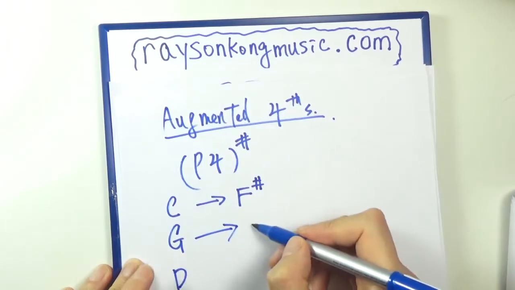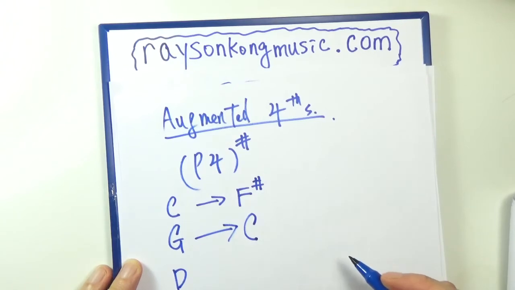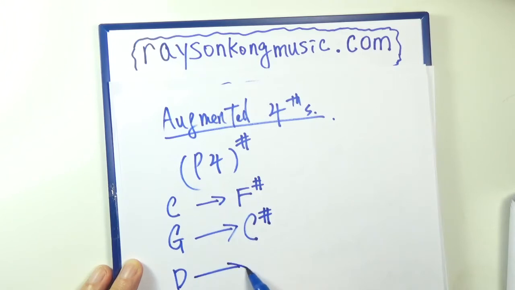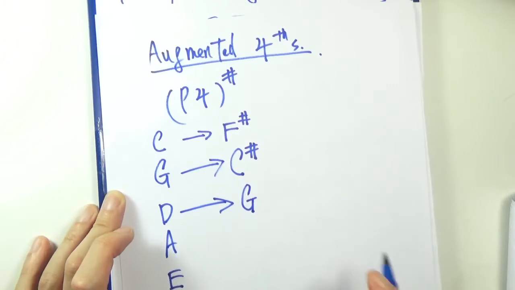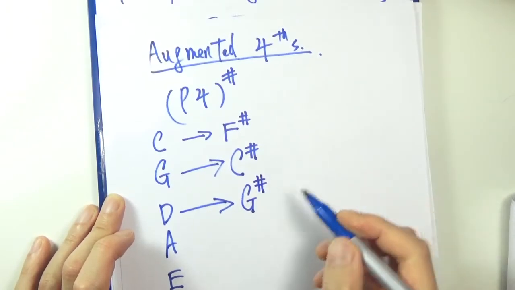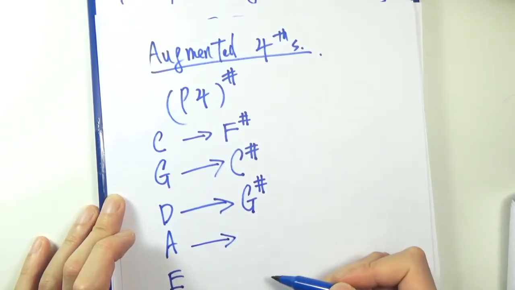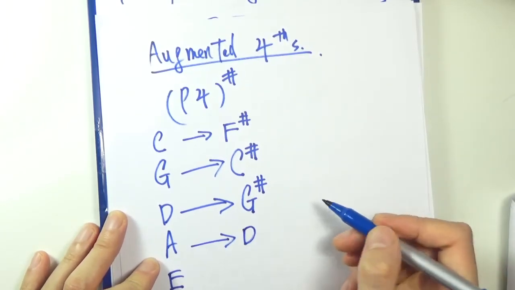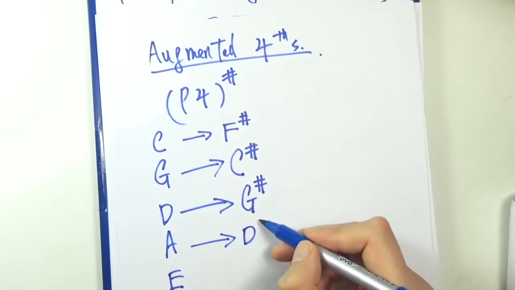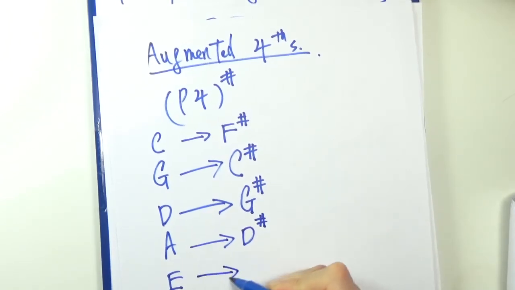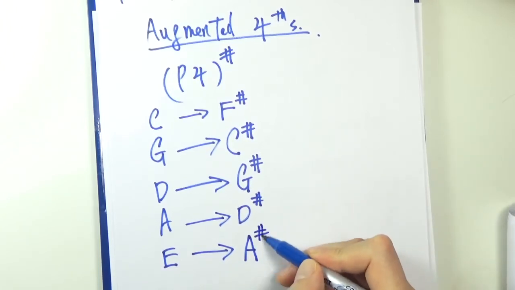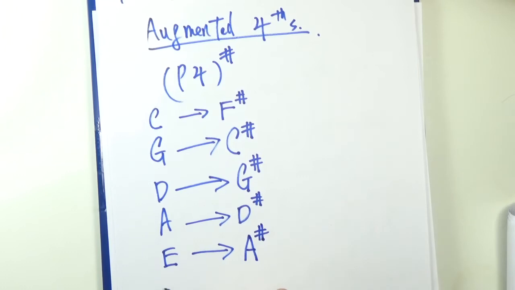G to C would be your perfect fourth. To make it augmented, put down a sharp. D, E, F, G, that's your perfect fourth. Put in a sharp to make it an augmented interval. So A, B, C, D, that's your perfect fourth. And that would be your augmented fourth. E, F, G, A, that's your perfect fourth. Put in a sharp sign, that's your augmented fourth.